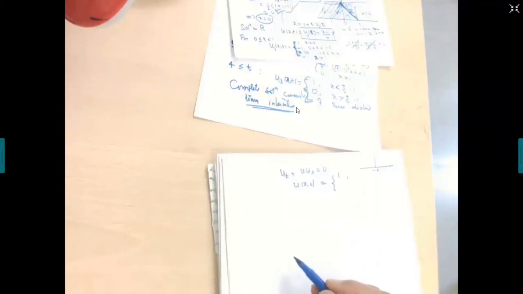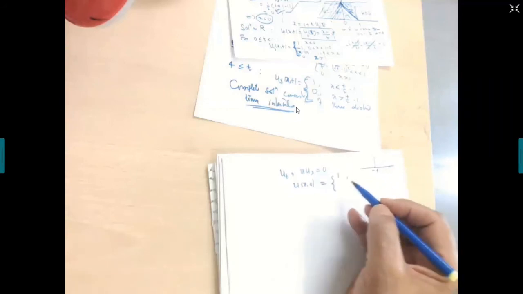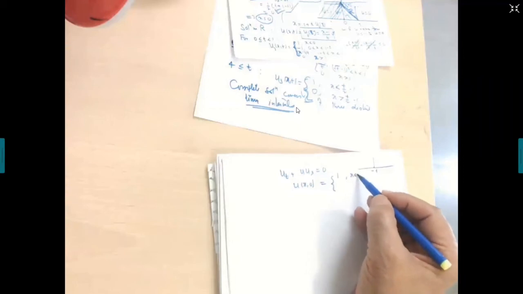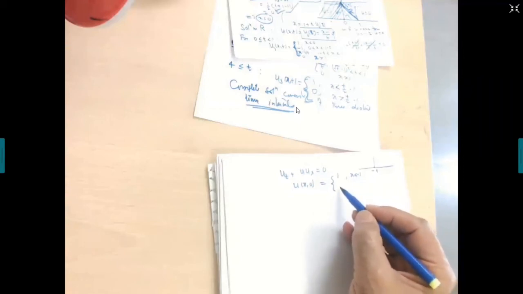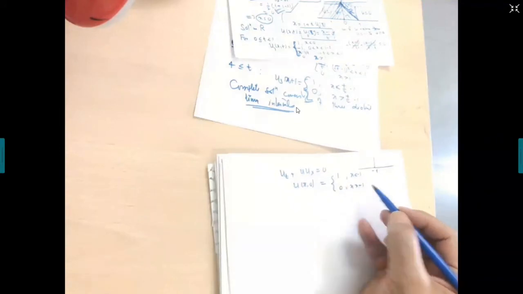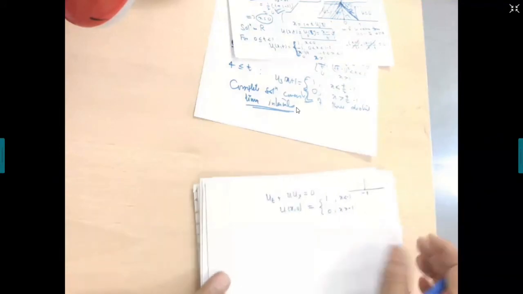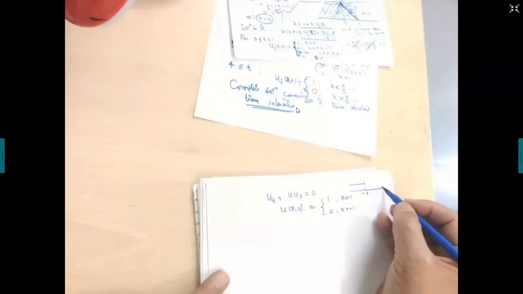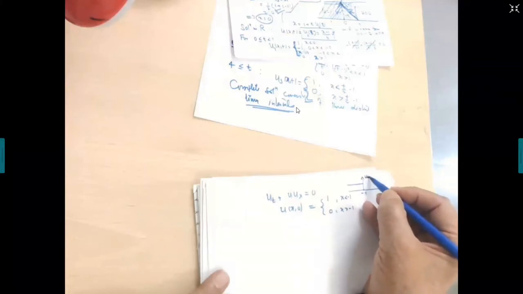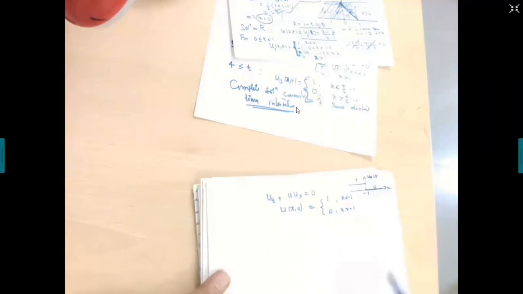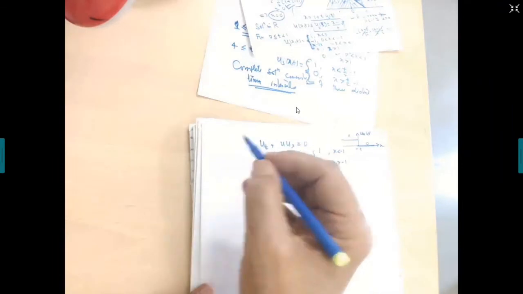If I take this to be 1 when x is less than minus 1, and if I take this to be 0 when x is greater than minus 1, the situation is somewhat like this. This is your initial profile, with x on the axis and u naught of x, here it is 1, and here it is 0. So this is a different initial condition.